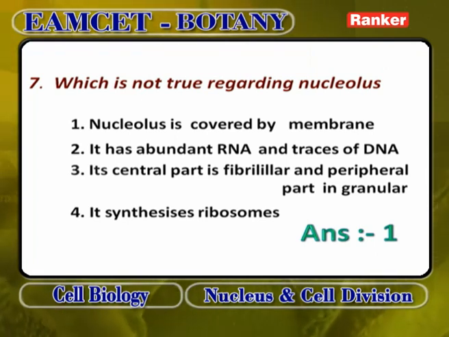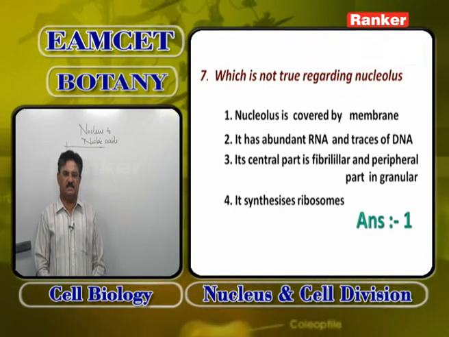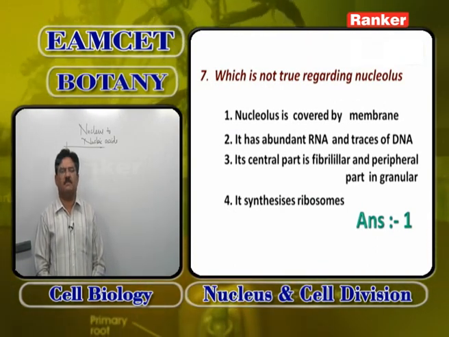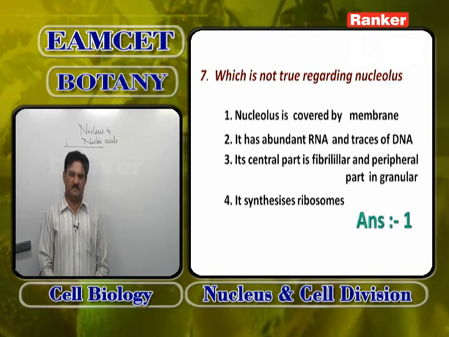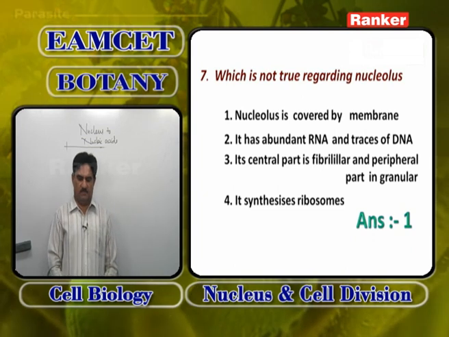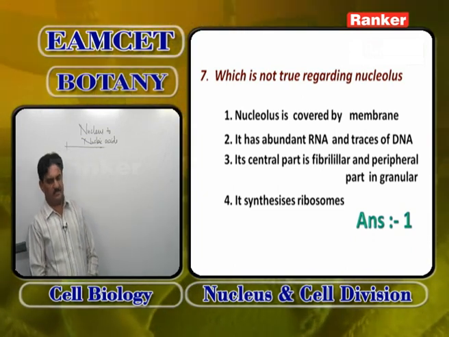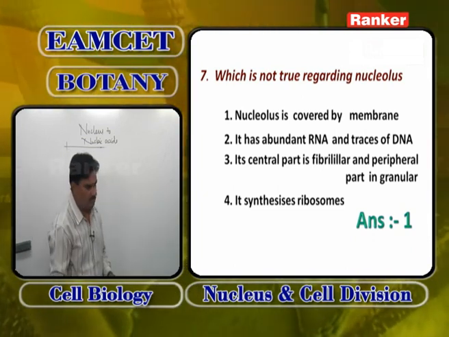Its central part is fibrillar in nature and peripheral part is granular in nature, which is correct. It is the place where ribosomes are synthesized. Nucleolus or plasmosomes are popularly called the ribosomal factories of the cells, that means ribosomes are synthesized in this. Now, regarding nucleolus, the wrong statement is nucleolus is covered by a membrane.